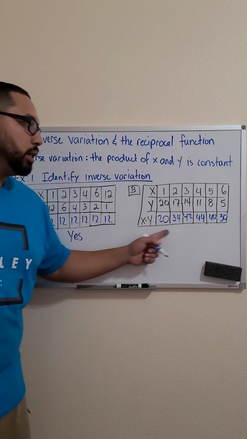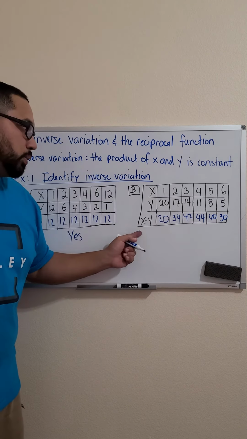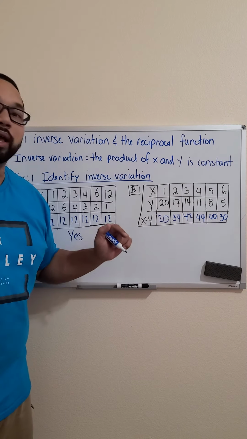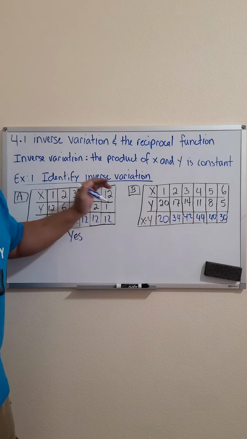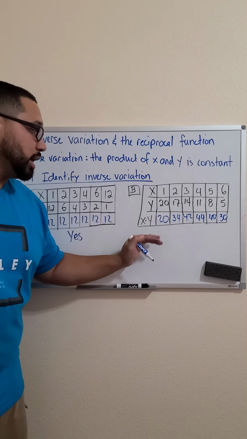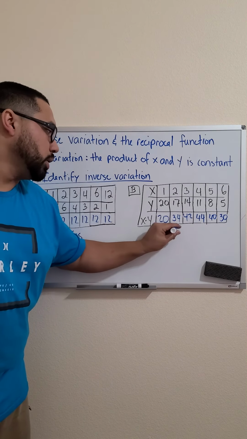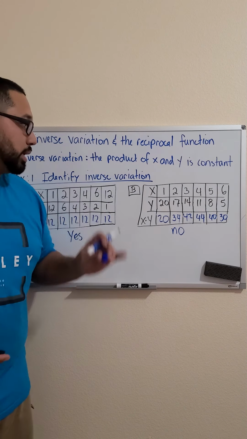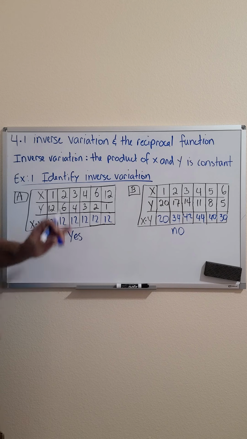Now, if you check out all of these values, the product of x and y, did they remain the same throughout this entire table? If your answer is no, then this table is not what they call an inverse variation. And as you guys can see, it's not the same, so we're going to go ahead and write no, that it is not an inverse variation. All right? And that's how simple it is for telling tables if they're inverses or not.